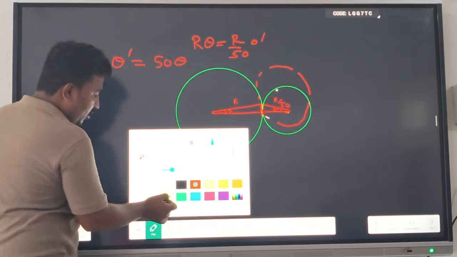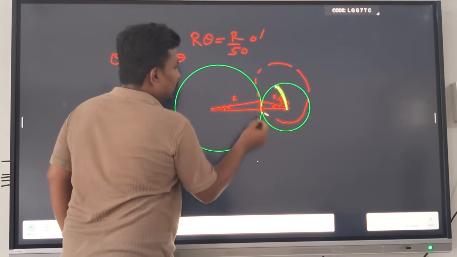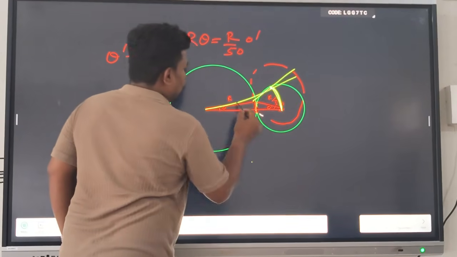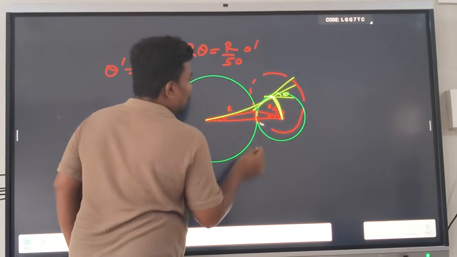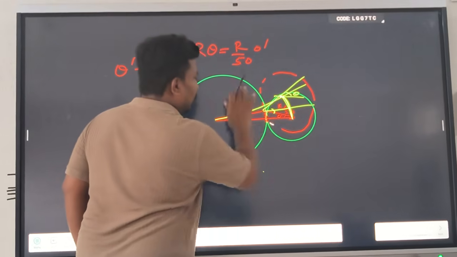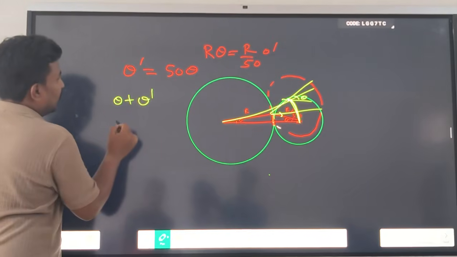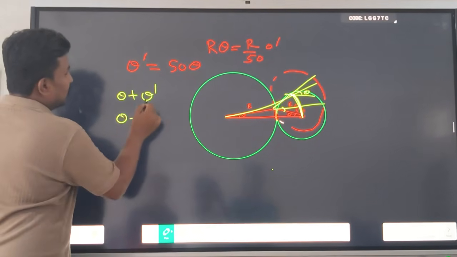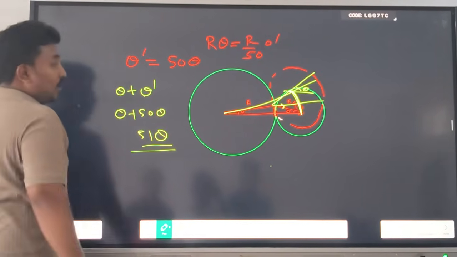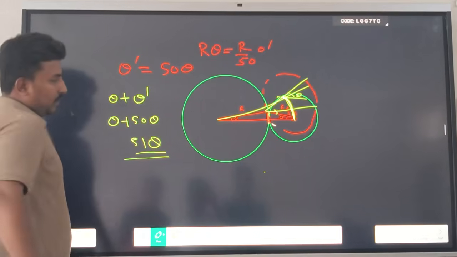The question is a bit more. You can see here, when this rotates this much, how much angle has it been rotated? So let us join this like this. So this is actually one single line. So this is theta, that means this is also theta. If this is theta dash, that means this is also theta dash. Correct. So total angle rotated will be theta plus theta dash, which is theta plus 50 theta. So that comes out to be 51 theta. So if this rotates by an angle theta, then this will rotate by an angle 51 theta.